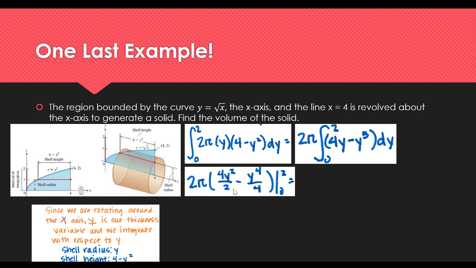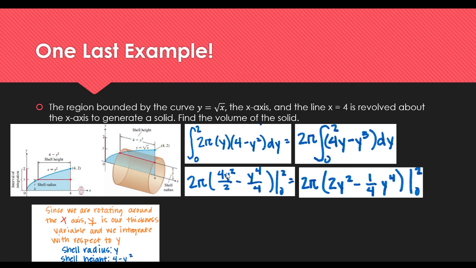And that's going to be, when I integrate, 4y squared over 2, y to the 4th over 4. And why is this from 0 to 2? Because we're going on the y-axis. So at 4, the square root of 4 is 2. So I can clean that up a bit. 4y squared over 2 is 2y squared, and that's 1/4 y to the 4th. I know when I plug in my zeros, both of those zero out, so I really just need to plug in 2.